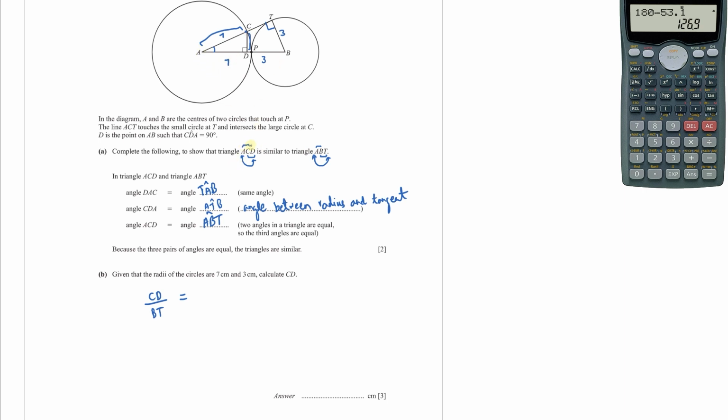I'm taking this AC over the corresponding length in the other triangle, which is AB. AB is what? 7 plus 3, 10. So this is also known. Now I can substitute the values. CD is unknown. BT is 3. AC is 7. And AB is 10. So CD will be 7 over 10, which is 0.7, multiplied by 3, you will get 2.1 centimeters.